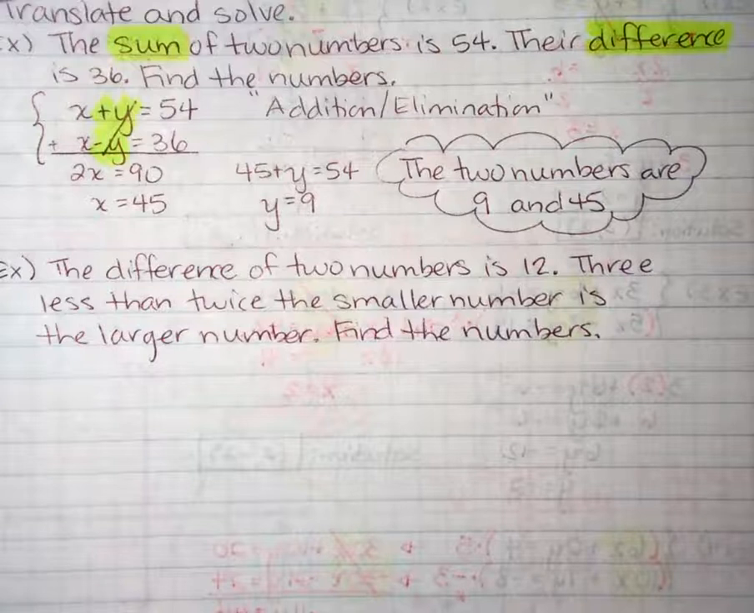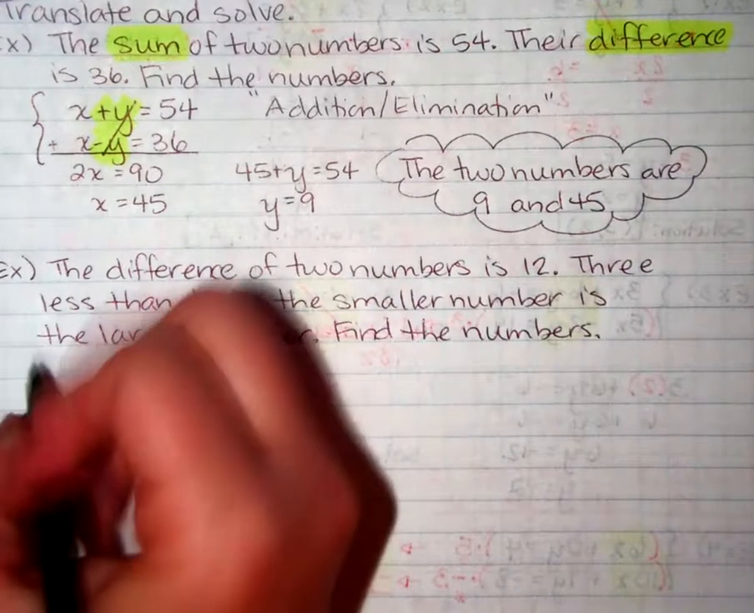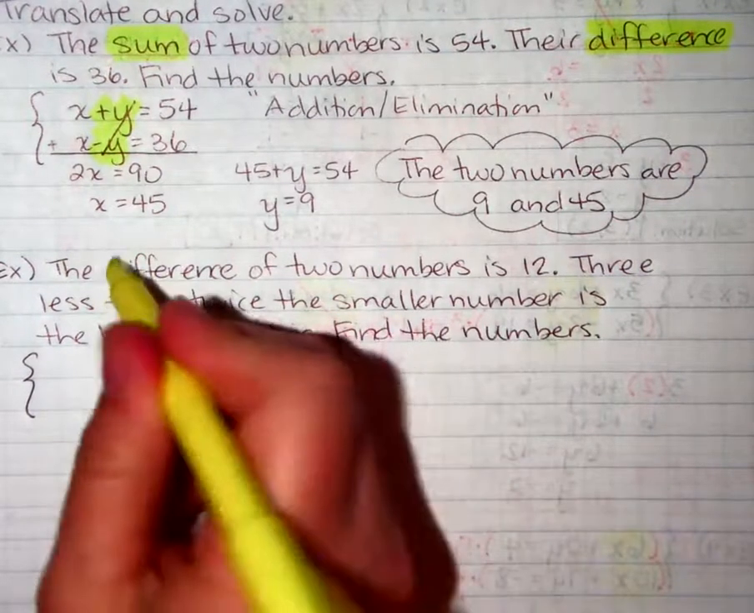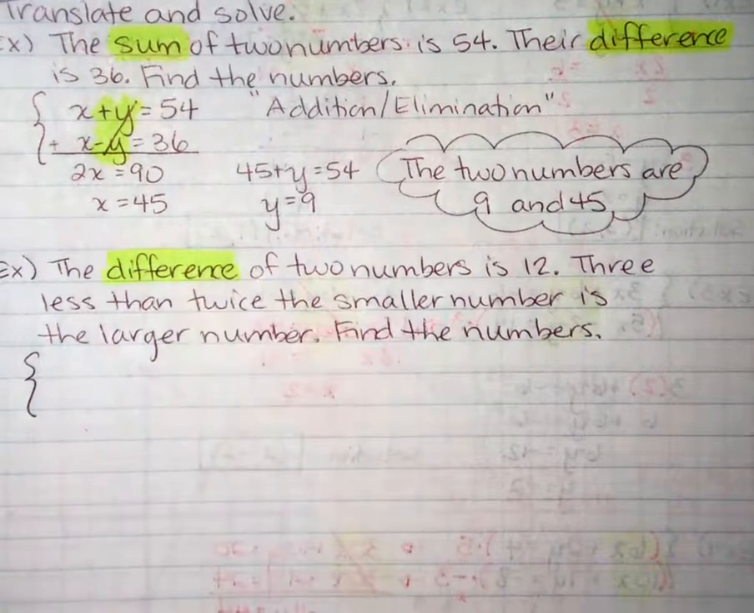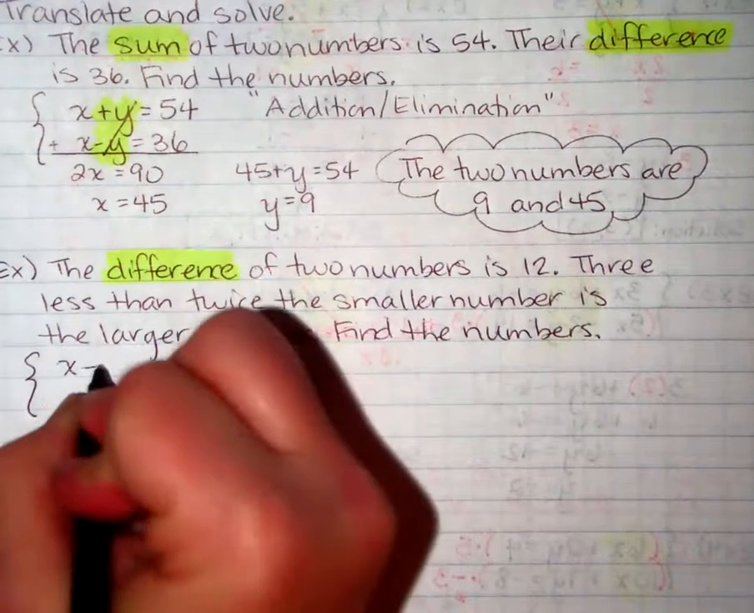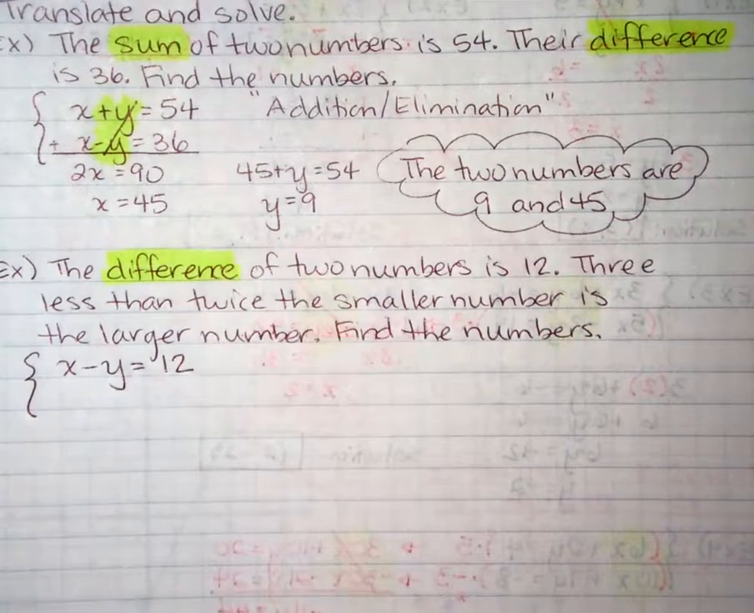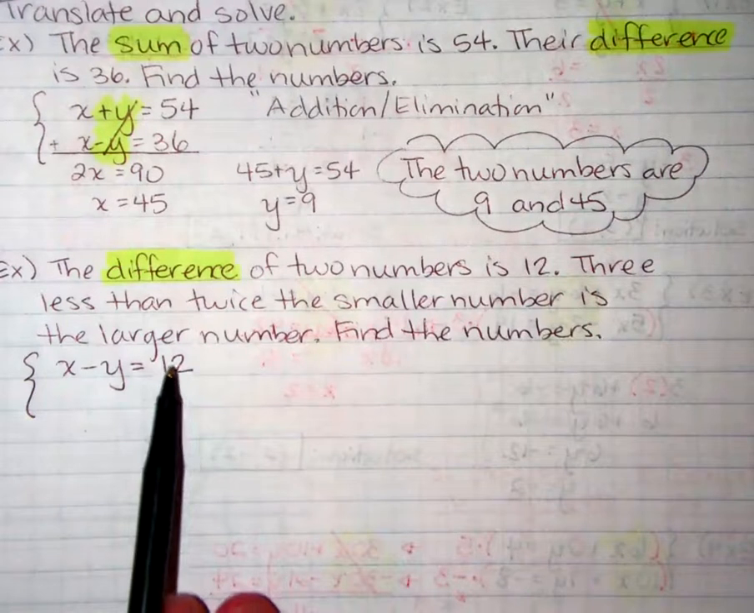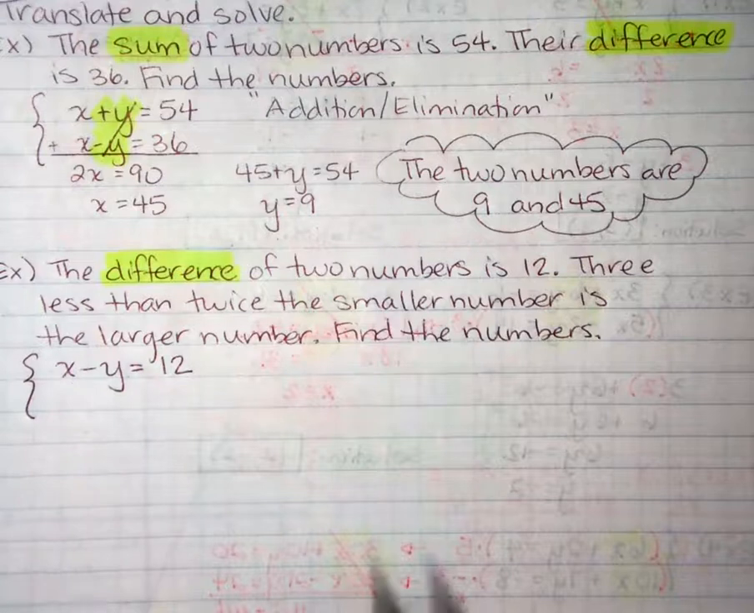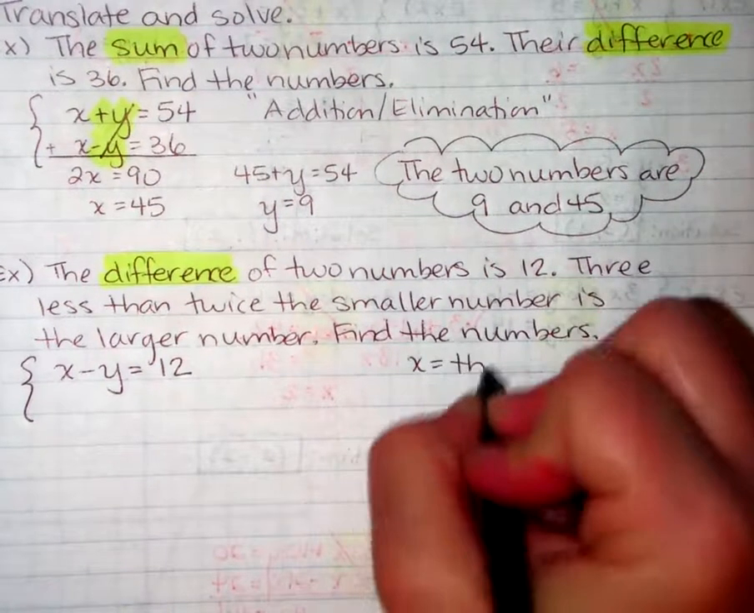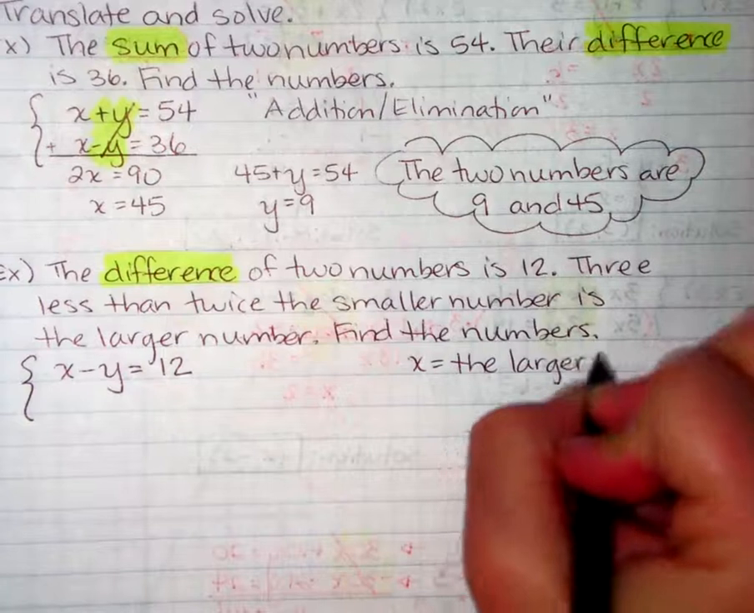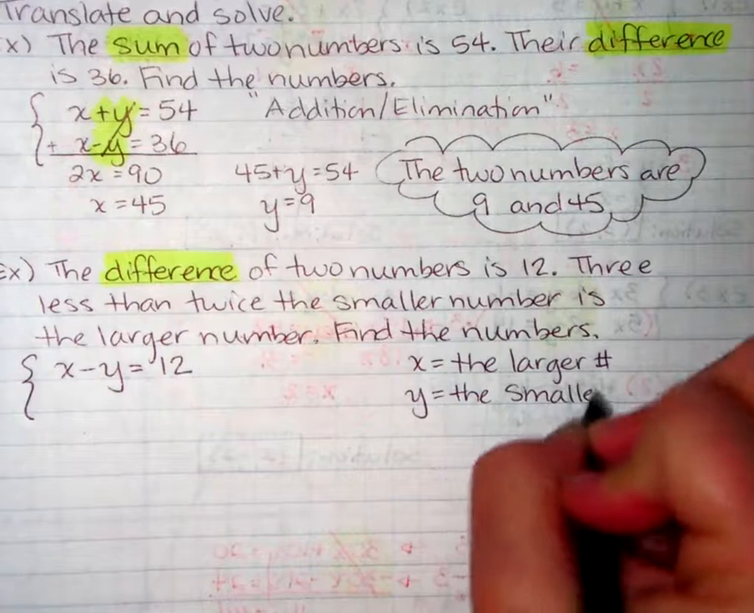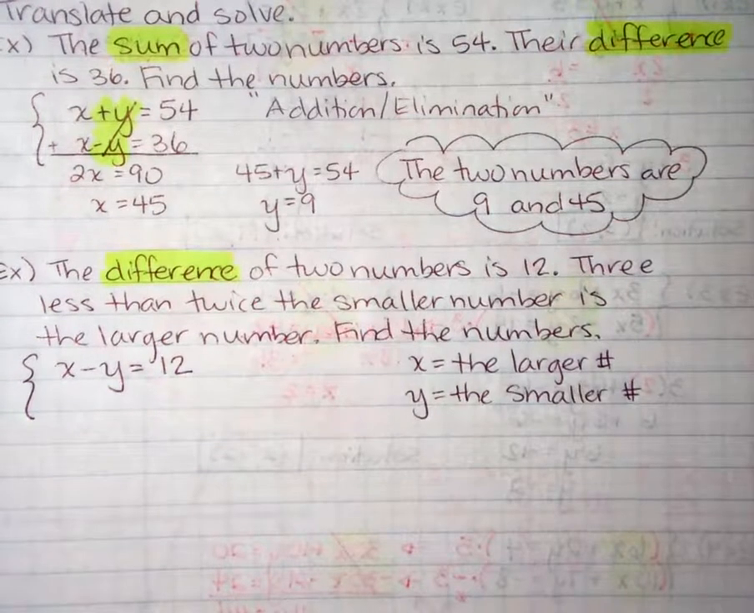Now this translation is a little bit different. The first sentence is very similar to what we've already done. The difference of two numbers is 12. So again, my key word here is difference. And so if I take two numbers and I subtract, I get the value 12. Now because the value that comes out of my subtraction is positive, that means that x has to be my larger number. So x is the larger number, and that means that y is the smaller number. And I need that information so that I can translate the next sentence.